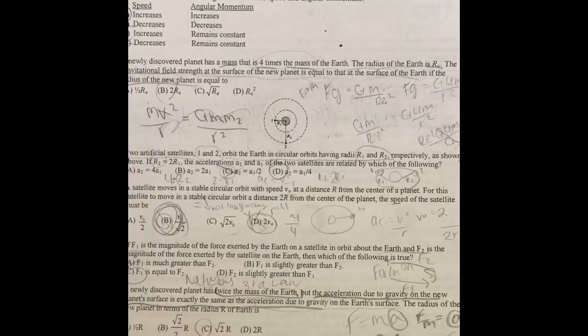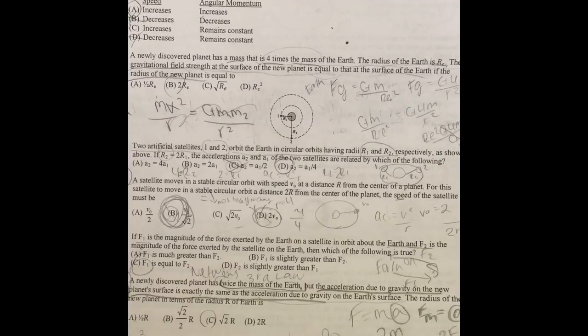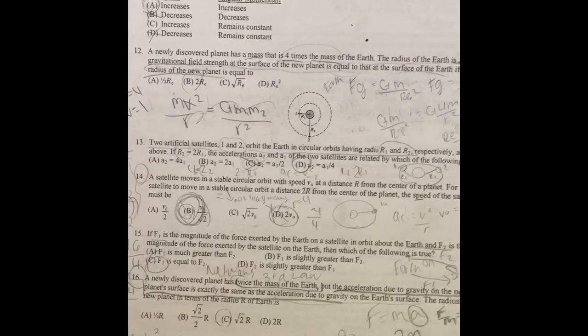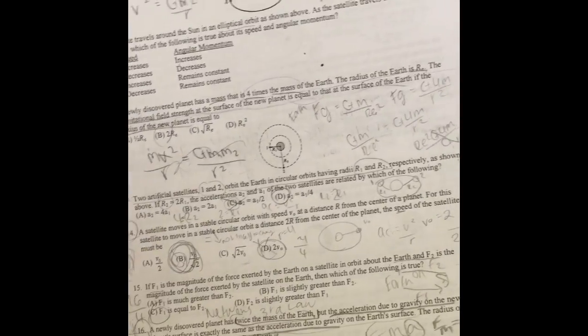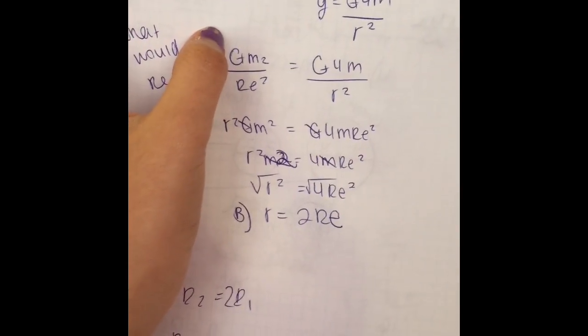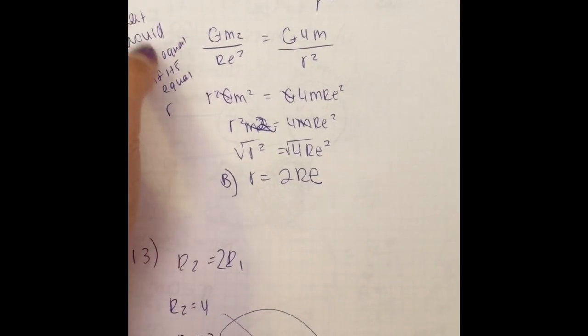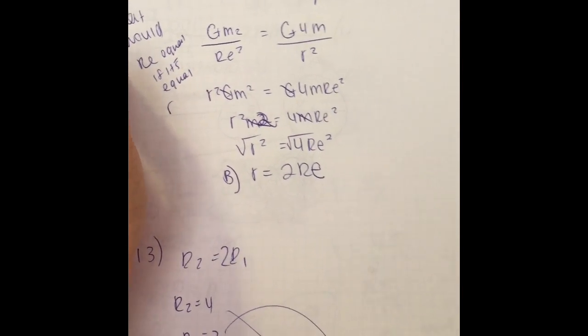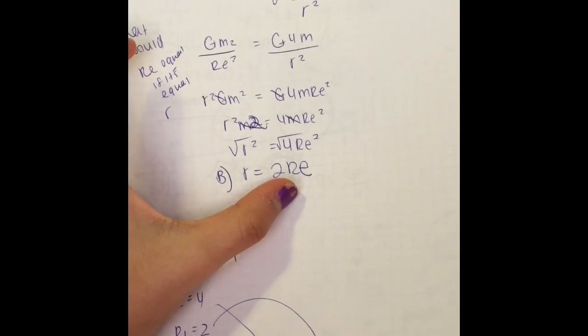So the question asks for the gravitational field strength at the surface of the new planet when it's equal to that of the Earth, if the radius of the new planet is equal to blah. So I got B for this because first I solved for the force of gravity, that's Fg of both planet Earth and the new planet. And then you set them equal to each other because the question says that they're equal. And then you would solve for the radius. And you get that r equals 2 times re, which is choice B.